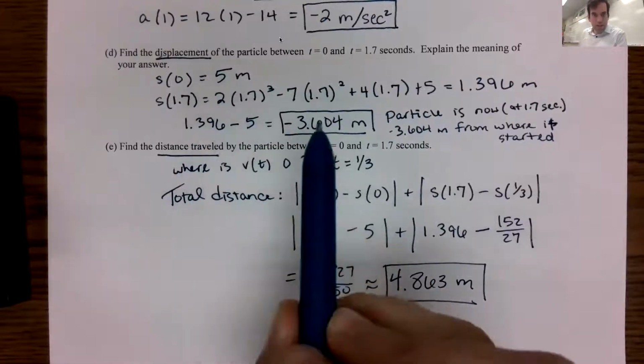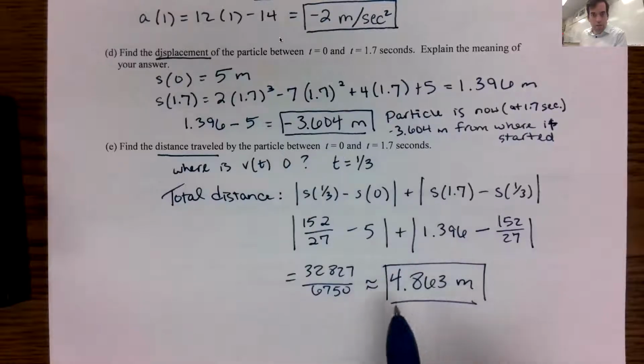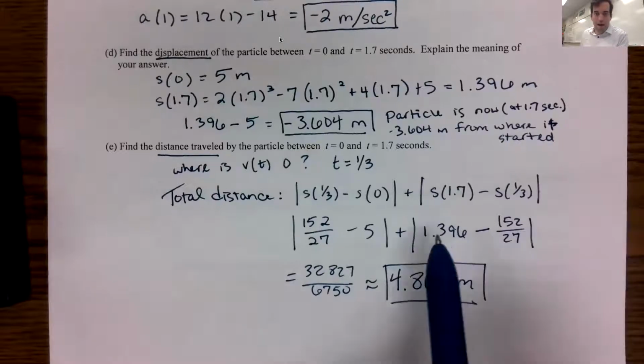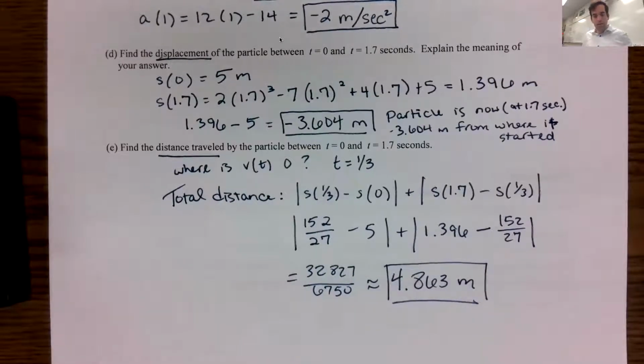So you can tell between D and E here that our answers were definitely different. The displacement was negative 3.604, but we actually traveled more than that because it must have gone past and then come back when it changed direction. All right, so hopefully that makes sense. We are going to keep going.